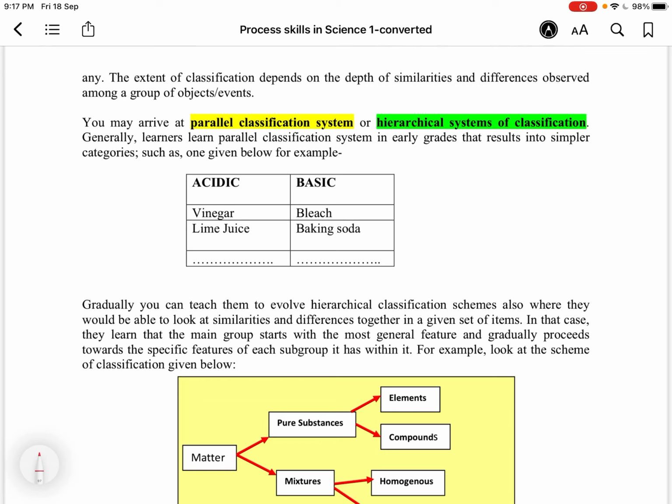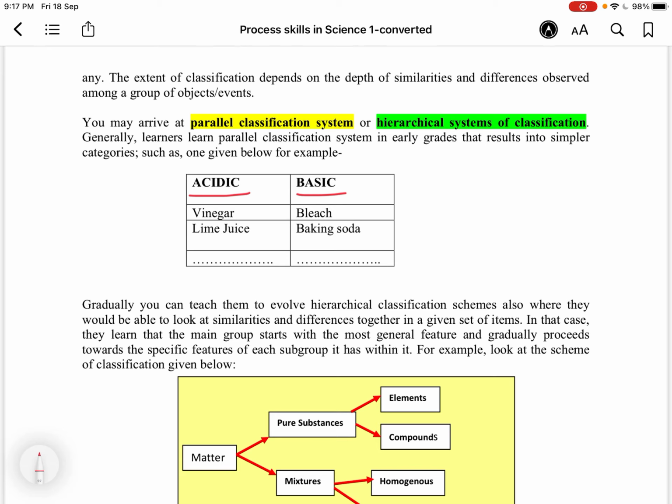Like you can ask your students to fill in this column. You can write acidic and basic categories, then give the list of various items, for example vinegar, lime juice, baking soda, bleach, even lime water, something like that. So we can ask them to categorize them.